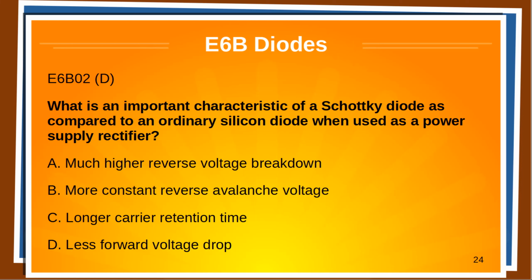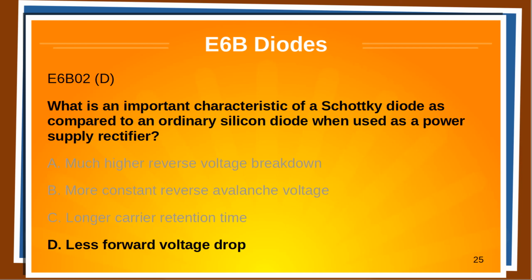So what's the important characteristic of a Schottky diode compared to an ordinary silicon diode when used as a power supply rectifier? Less drop. All right. And less power dissipation for the same current.